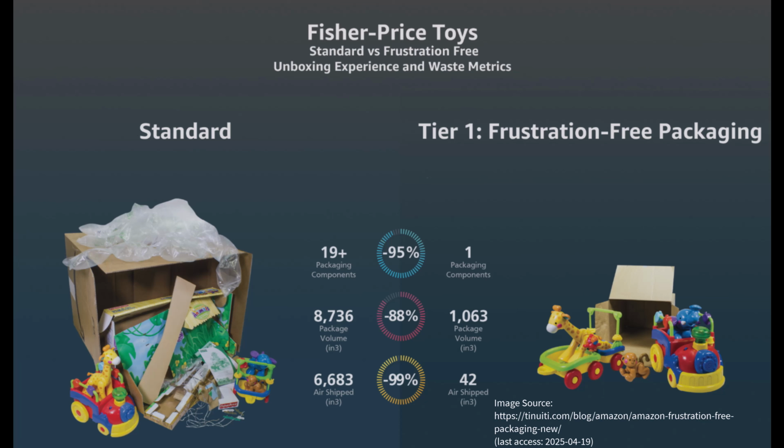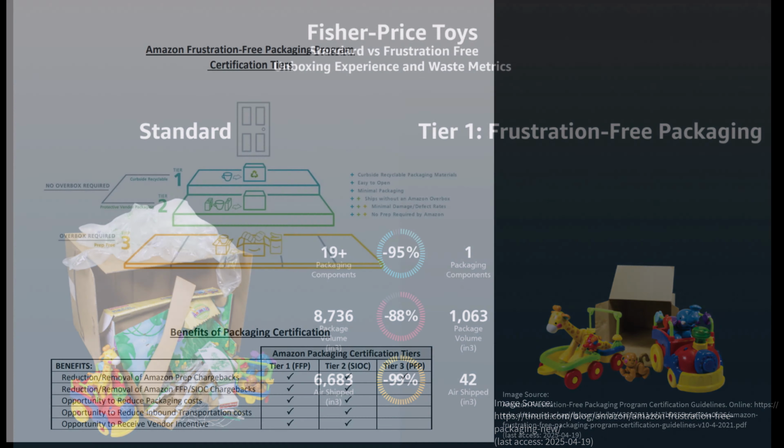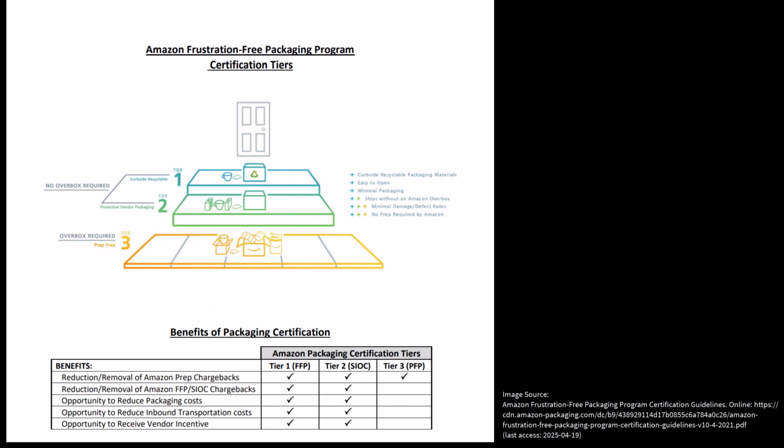Suppliers participating in this program must ensure that products arrive in packaging suitable for direct shipment to the customer, without requiring Amazon to rebox or reinforce them. This initiative had multiple benefits: improved customer satisfaction, reduced packaging waste, lower shipping costs, and faster processing in Amazon's fulfillment centers.